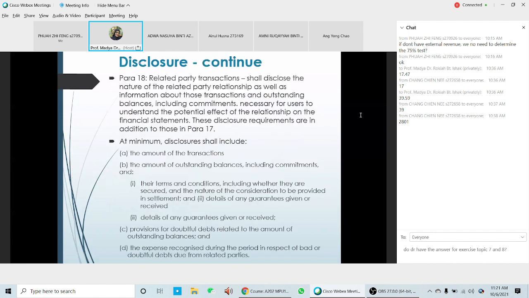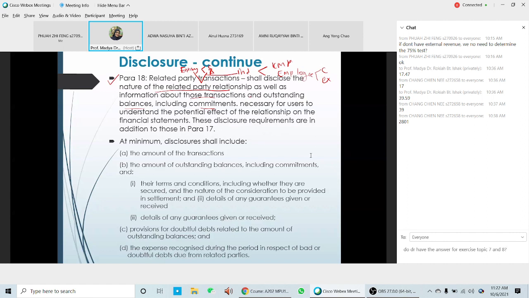Okay, and then para 18 here should disclose the nature of related party relationship. Either that one is related with an entity, subsidiary or associate, or related with an individual, either a key management personnel or employees. For employees you have current and ex. So you need to disclose the kind of transaction and the outstanding balance, including the commitment.